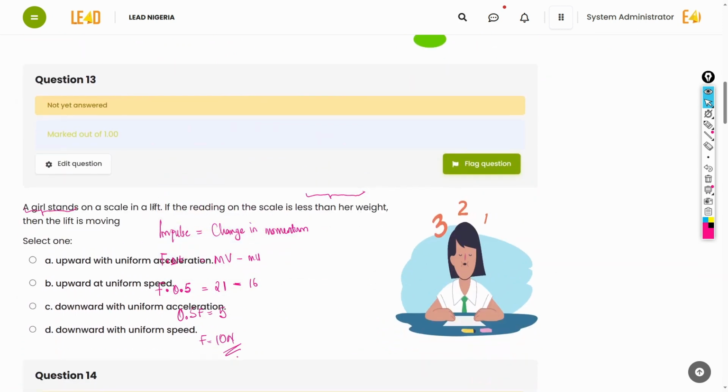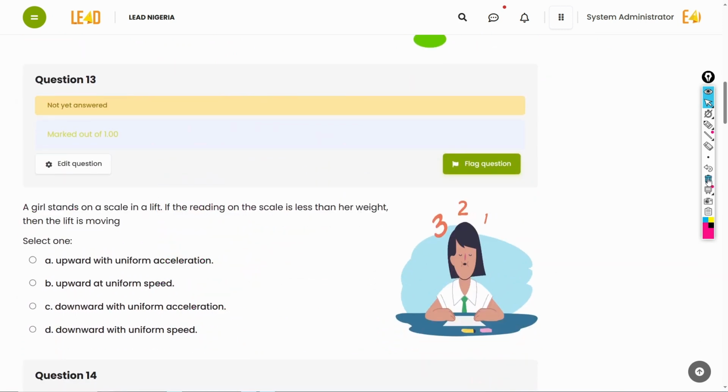Okay, 13. A girl stands on a scale in a lift. If the reading on the scale is less than her weight, then the lift is moving. All right, so we need to consider all of this. It has to be acceleration, because only acceleration will change the reading. So it has to be either upwards with uniform acceleration or downwards with uniform acceleration. Uniform speed will just mean there'll be no change in her weight, because it will affect the net force.